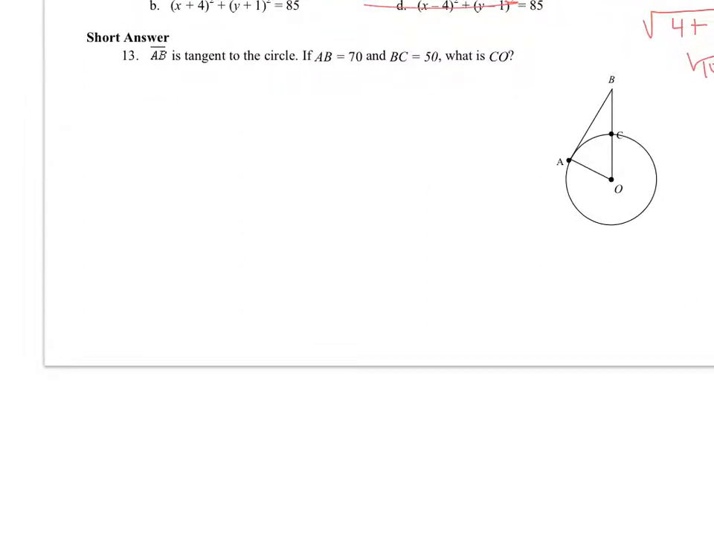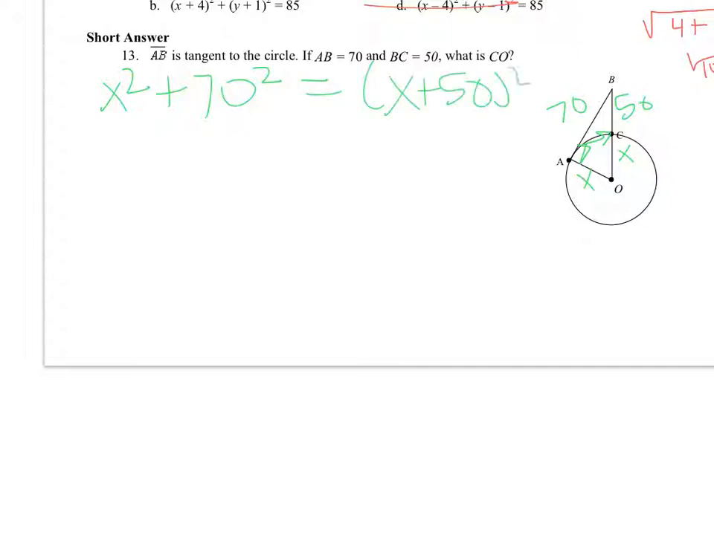Last but not least, it says AB is equal to 70. BC is equal to 50. What is CO? Those have to be congruent because they're radiuses. And if it's tangent, that means it creates a 90-degree angle. So that would be my C. And I have x squared for a squared. B squared equals, in parentheses, x plus 50 squared.